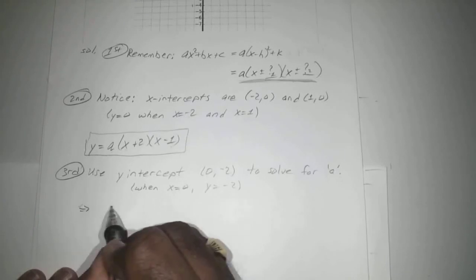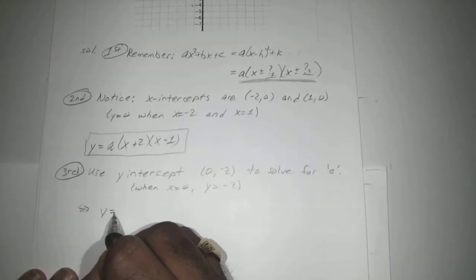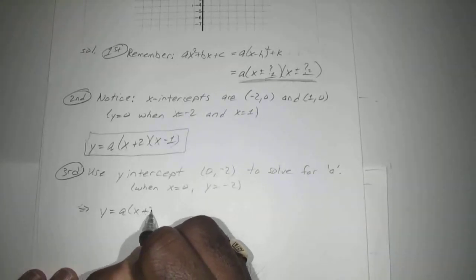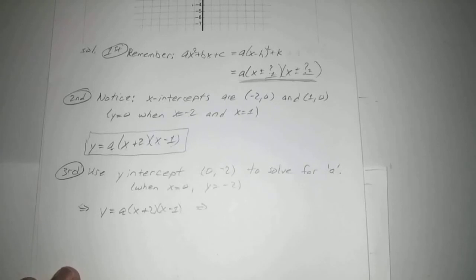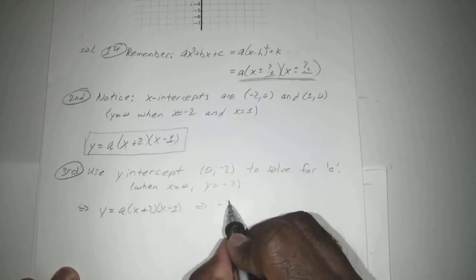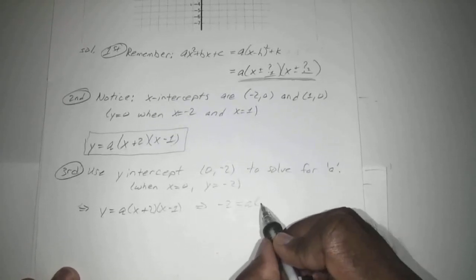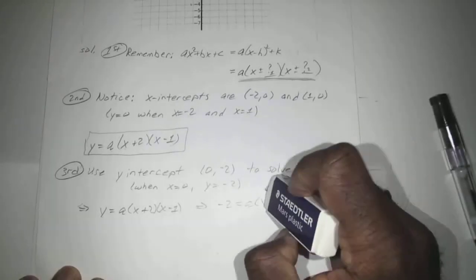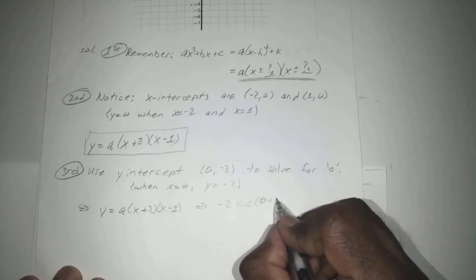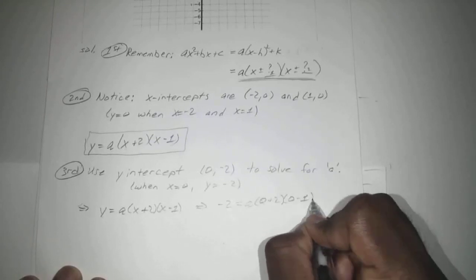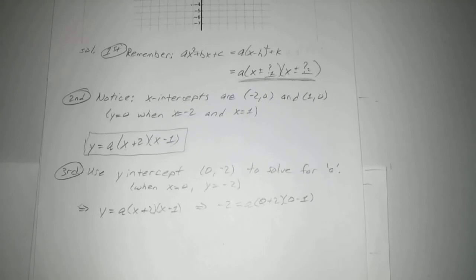So that just means y equals a(x + 2)(x - 1). That just becomes -2 equals a times (0 + 2) times (0 - 1). So we knew just from that y-intercept that when x is equal to 0, then y has to equal that, which means once we get it like this, we can just solve for it.